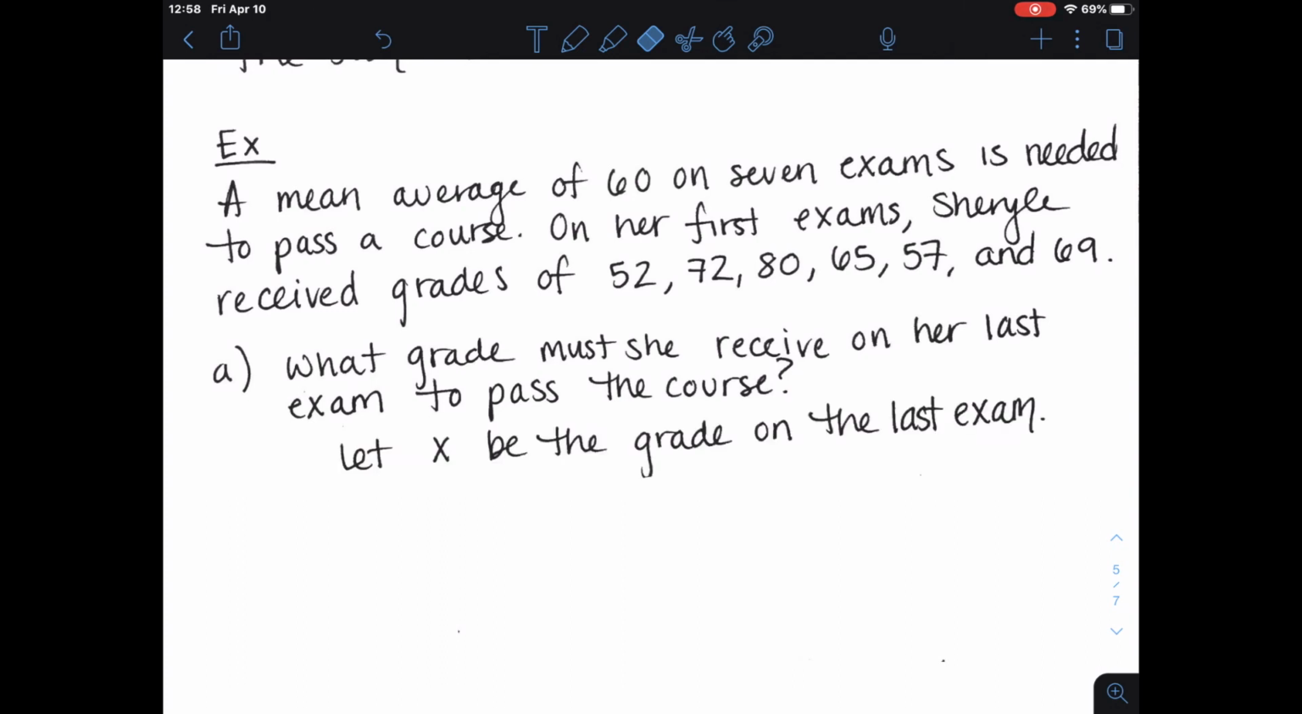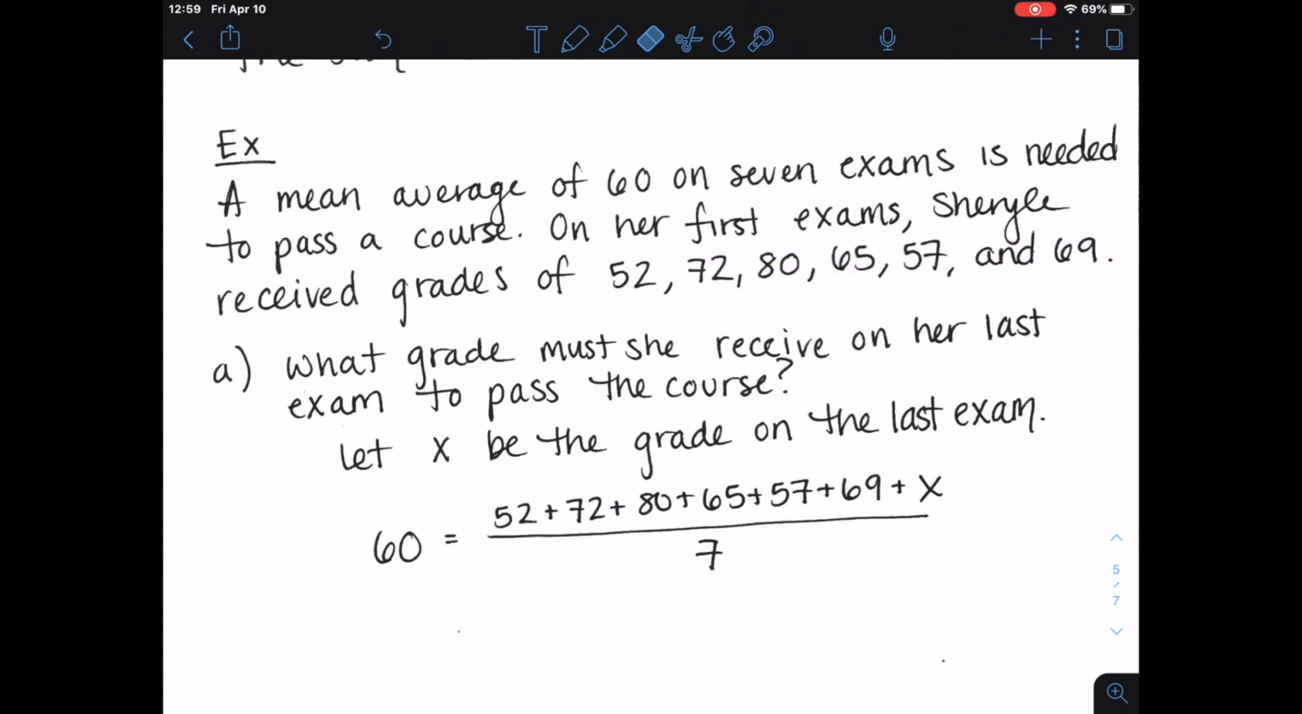So we don't know her last exam. Let's call it X. 60 has to be her average. So it has to be the sum of her first 6 scores plus this last one. So you add the first test, the second, the third, the fourth, the fifth, the sixth, and then our last one is the unknown. That's going to be X. She's taking 7, so her average is the sum of all of these over 7.